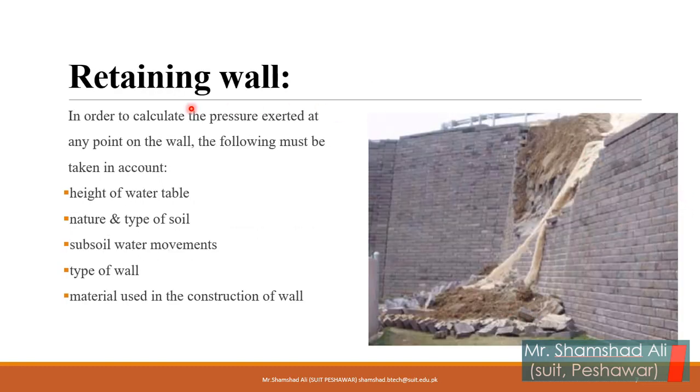Retaining wall. In order to calculate the pressure exerted at a point on the wall, the following must be taken into account. Height of the water table: what will be the water table at the area where we are going to construct a retaining wall? Nature and type of the soil: the type of soil in the backfill. Subsoil water movement: if there is any kind of water movement at the subsurface level. Type of the wall you are going to construct. Material used in the construction of the wall: what type of material, the facing or the backfill material.